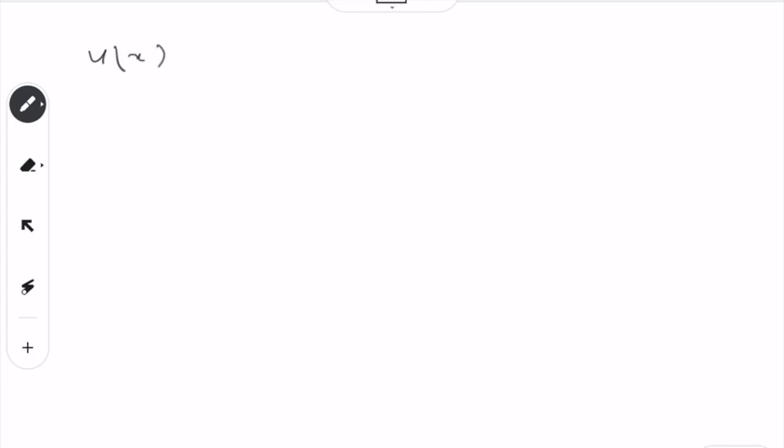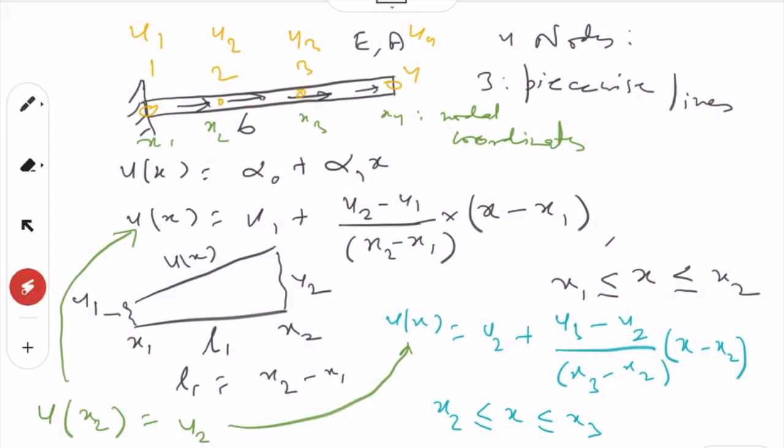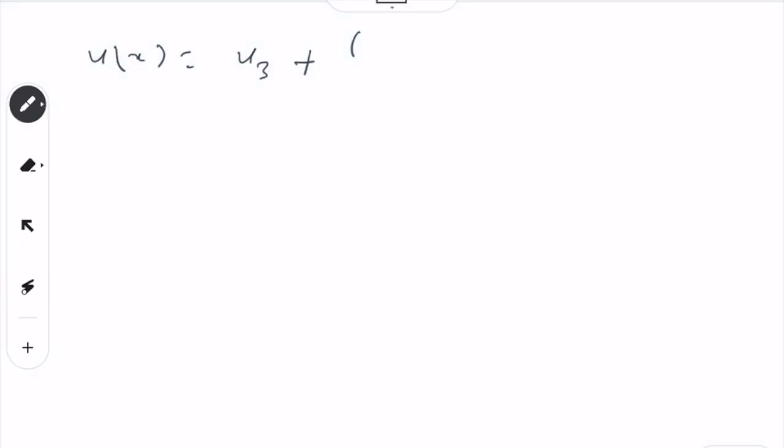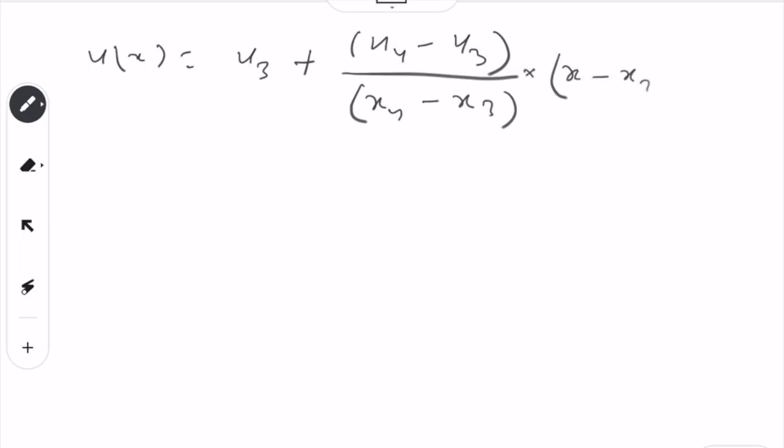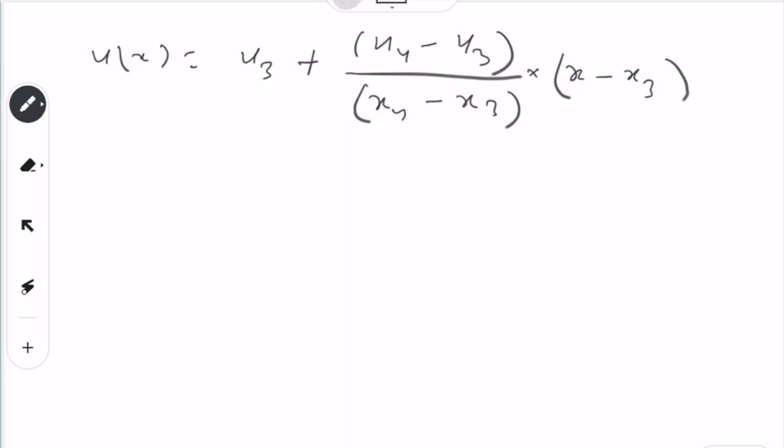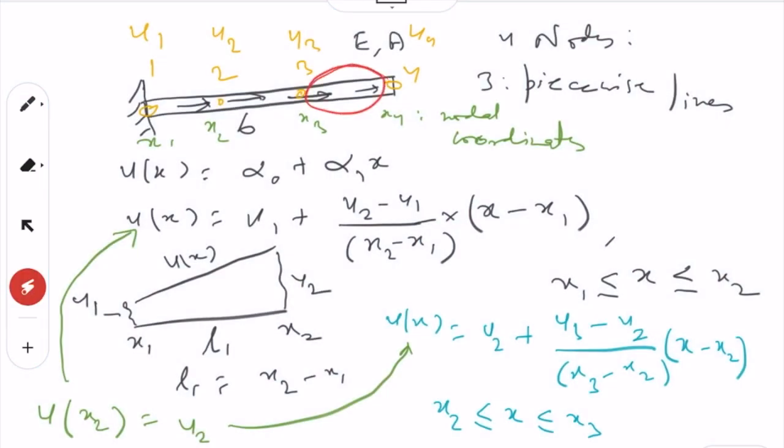u x will be equal to u3 plus we have u 3 minus u 2. So, it becomes u 4 minus u 3 divided by x 4 minus x 3 multiplied by x minus x 3. Yeah. So, this equation is valid for the third element.